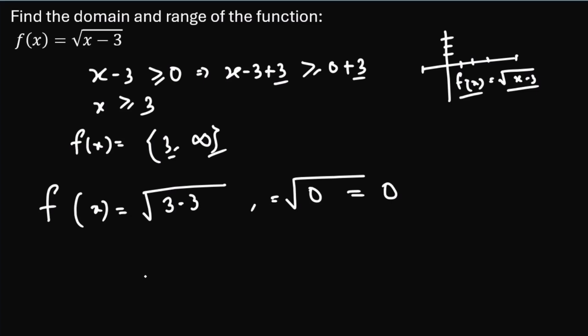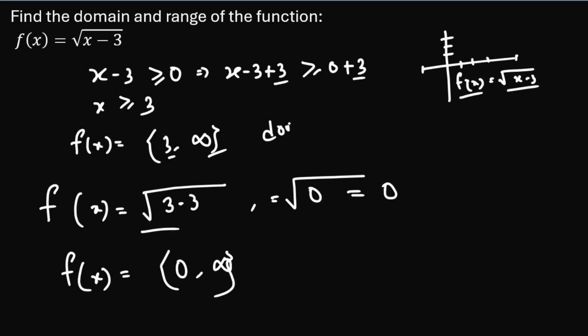So why do we substitute 3 in x minus 3? Because inside the root, the square root function, you will not get any negative value, so the range will always be positive. So here we will get the range f of x equals 0 to infinity. So this is our answer. This is the domain, and this is the range.